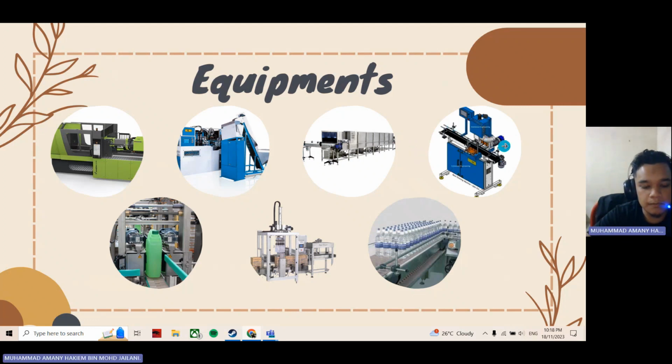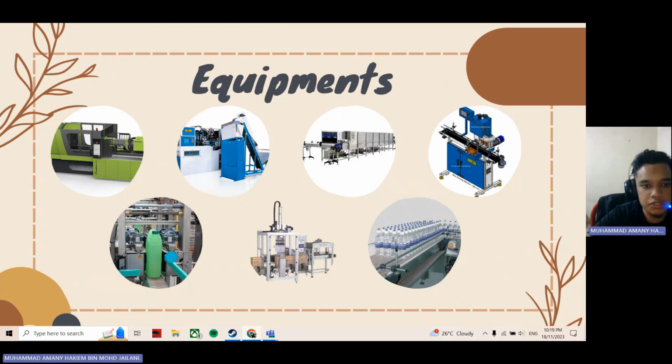For the fourth equipment, this is the picture of the trimming and finishing equipment. The purpose is to remove excess plastic and refine the appearance of the bottles. The process is it trims off the excess plastic and smooths out any rough edges or imperfections to get the quality shape of the bottle desired.